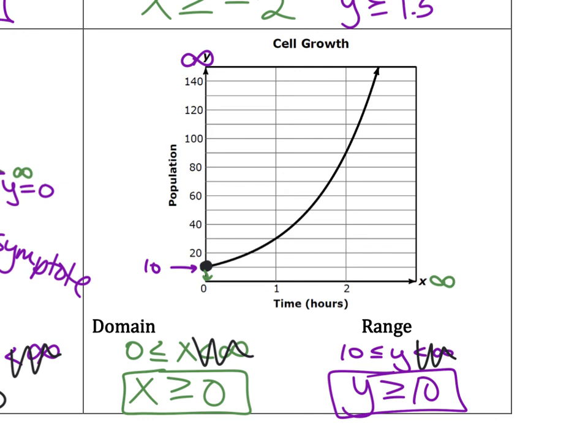Domain and range, complicated. I totally understand that. But we're going to get better at it as long as you keep remembering to draw those arrows left, right, bottom, top. Do I have any major questions before we end our notes for today? Okay. Thank you for hanging on.